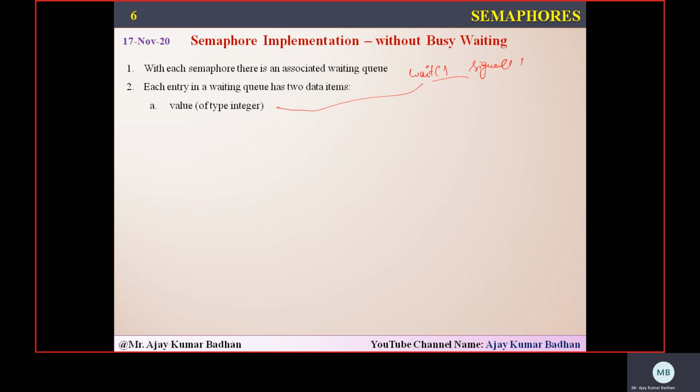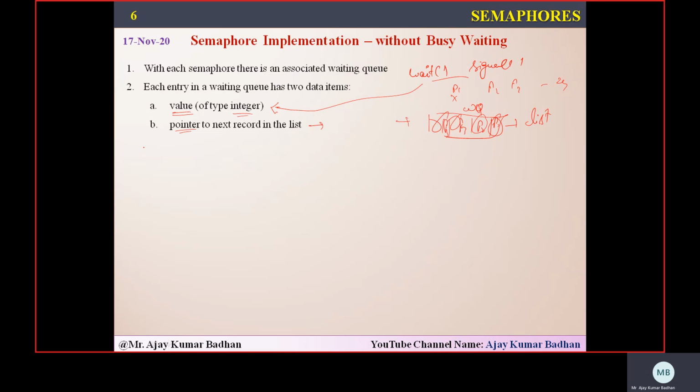So definitely we require some data items. I am using two data items here, value. This value is nothing but your semaphore value. That's why it is of type integer. And then we have another thing, a pointer, which represents the list, since when a process is blocked we are entering that particular process into a waiting queue. There will be multiple processes waiting for that particular critical section, so all these processes are stored in this queue. So we require a list to know which is first, which is second, which is third, which is fourth.